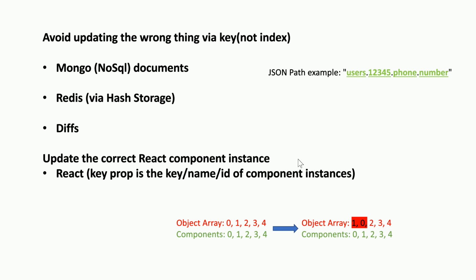So in both cases, it's about updating the right thing, and that guarantee is there because it's identified on a key instead of an index. In other words, things are identified based on what they are instead of where they are.